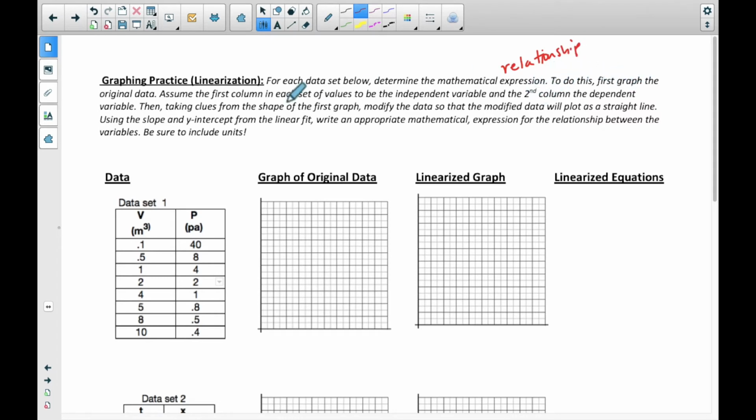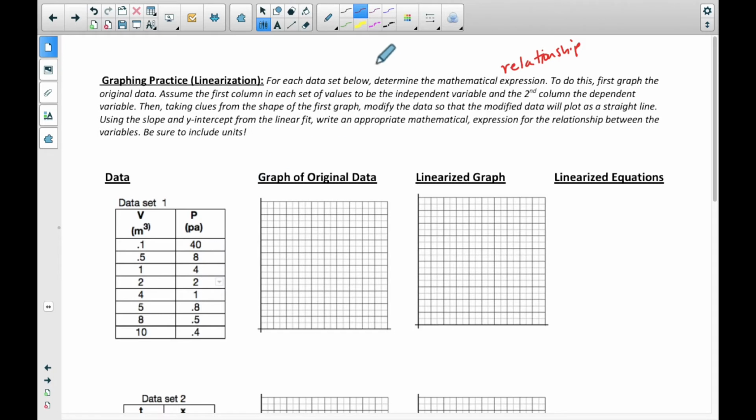To do this, first graph the original data. Assume the first column in each set of values is the independent, the second column is the dependent. Then, taking clues from the shape of the graph, modify the data so that the modified data will plot as a straight line. Using the slope and the y-intercept from that, write an appropriate mathematical expression for the relationship. Be sure to include units. Here's the deal: in math, we use y equals mx plus b, but in science, we're going to use the units that they are giving to us.